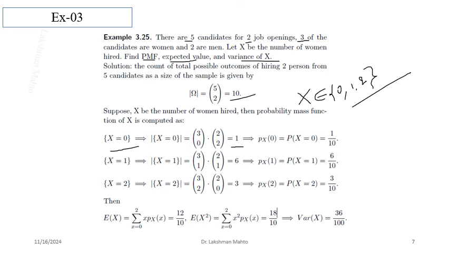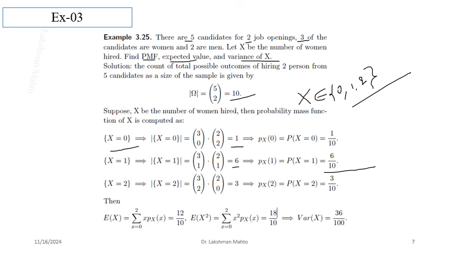If x equals 1, then one woman has been hired. That means one will come from the men segment. So 3 choose 1, 2 choose 1: one hired person from women, one hired person from men. So how many ways? 6 ways. The probability mass function at 1 is 6 by 10. Now if x equals 2, that means both jobs are given to women. That means 3 choose 2 and 2 choose 0, from the men segment 0 jobs. In 3 ways it will happen. So the probability mass function at 2 is 3 by 10.